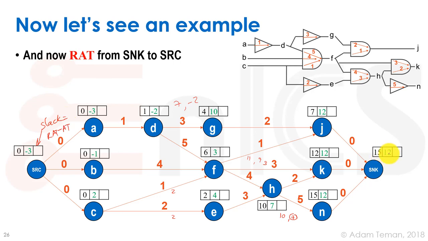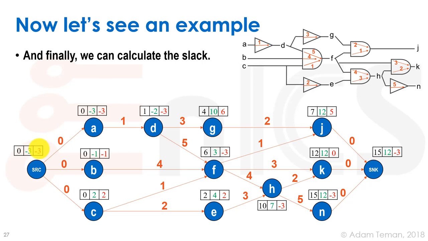For each of these, we're just going to go 12 minus 15, right? That's minus 3. 12 minus 7, that's 5. 12 minus 12, that's 0. 12 minus 15, that's minus 3. 7 minus 10, that's minus 3. 4 minus 2, that's 2. 3 minus 6, minus 3. 10 minus 4, that's 6. Minus 2 minus 1, that's minus 3. Minus 3 minus 0, minus 3. Minus 1 minus 0, minus 1. 2 minus 0 is 2. And minus 3 minus 0 is minus 3. Okay, so we'll have that now filled in nicer than my handwriting. And we've calculated the slack.